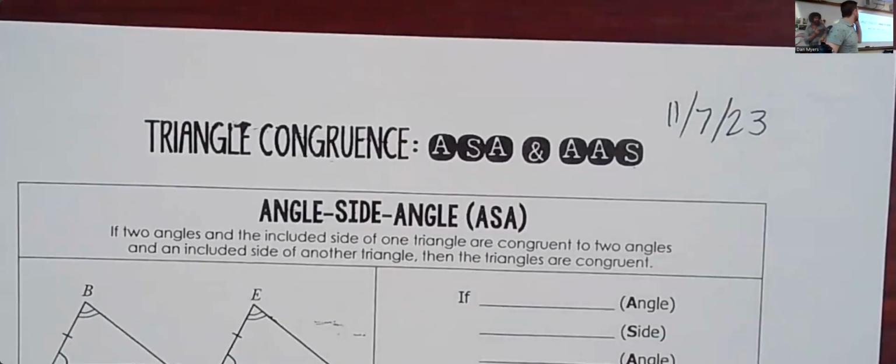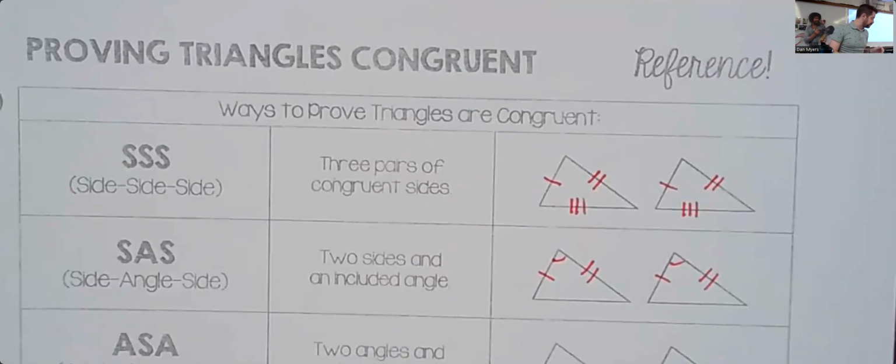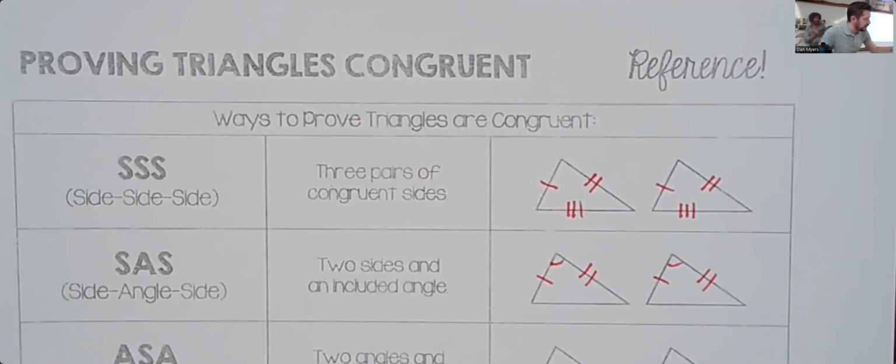All right. So yesterday we talked about side, side, side, and side, angle, side. Today we're talking about three more that are on the reference page that you got yesterday. So let's go to the reference page real quick. Get that reference page out from yesterday, and then we'll talk about what we're looking at here. We're going to be completing everything up until CPCTC. We'll talk more about that tomorrow.